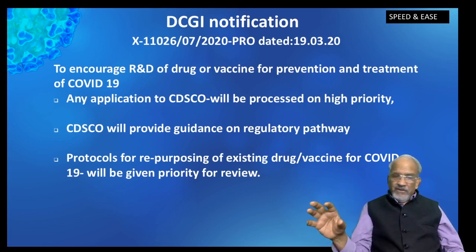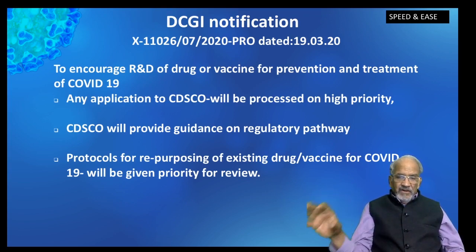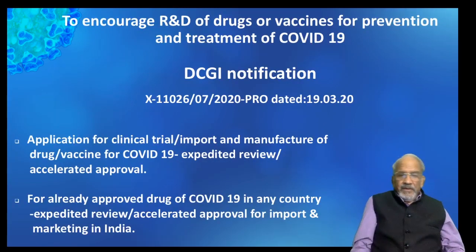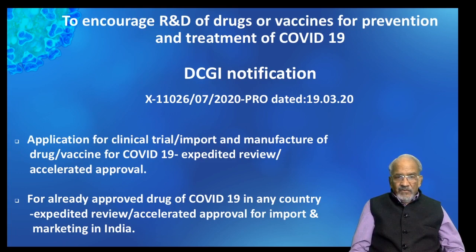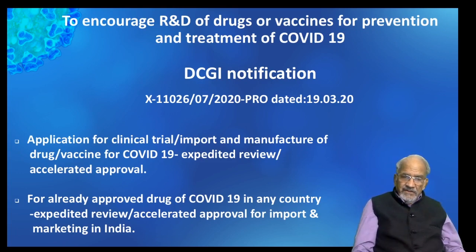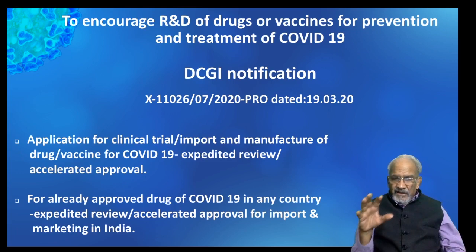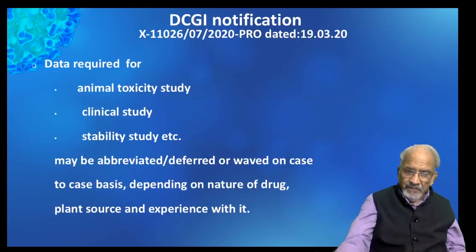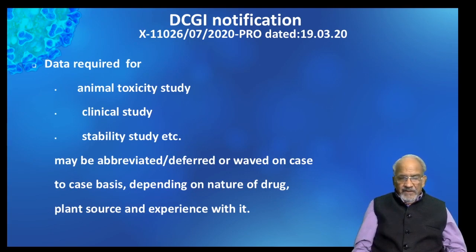Protocol for repurposing of existing drugs: if you have any drug which is to be repurposed, drugs or vaccines for COVID-19, this will be reviewed on a priority basis. And again, to encourage R&D of vaccines and prevention of treatment, the DCGI also says the application for clinical trial, import and manufacture of drugs and vaccines gets accelerated approval. For drugs already approved in any country, it is expedited, accelerated. So all sorts of processes are now in place.